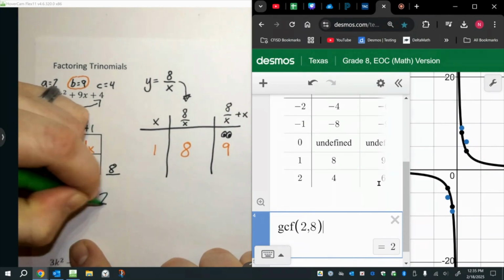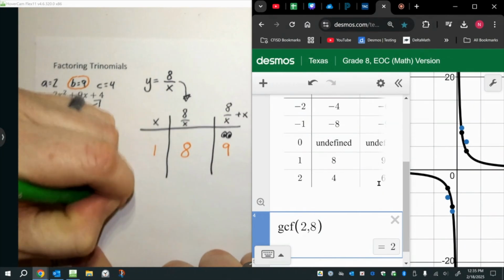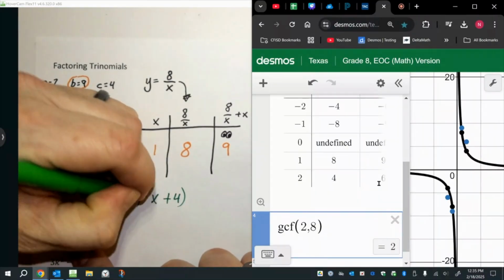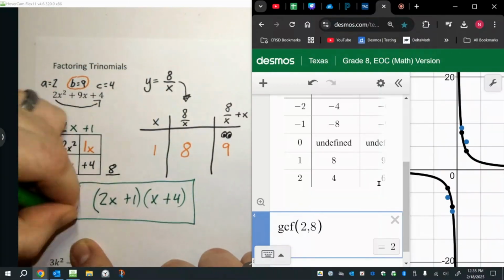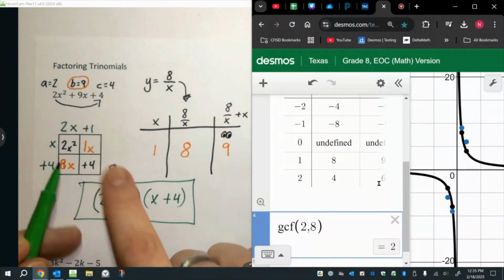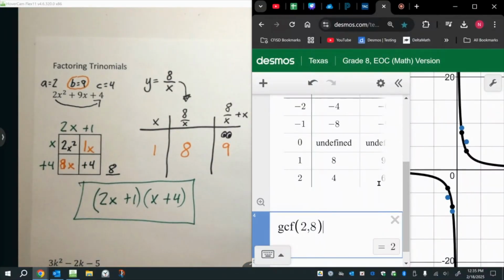So why did I do all that? I did all that to write this. This piece right here turned into 2x plus 1 and x plus 4, and that's all I was trying to determine. So if I put these on the outside like this and I multiply everything back into the box and add my diagonal, then I would arrive at the original answer. If that doesn't make a lot of sense, that's okay. Let's try another one.